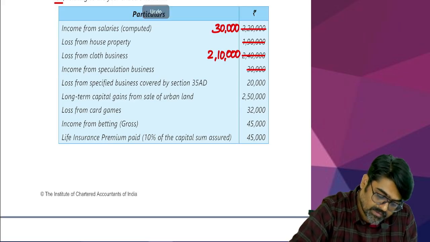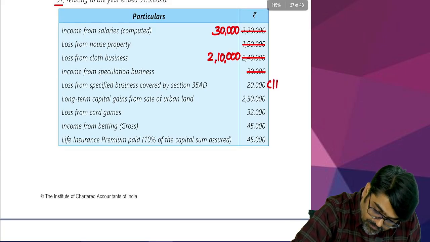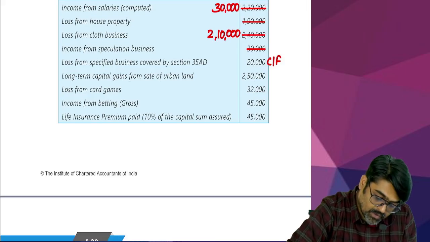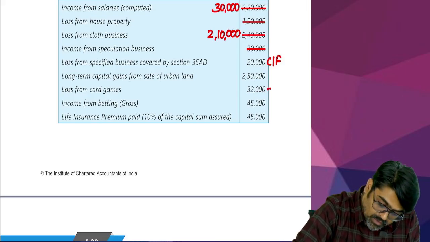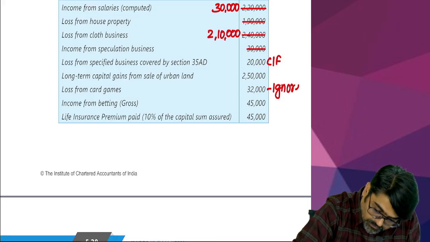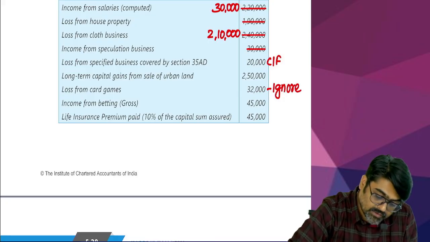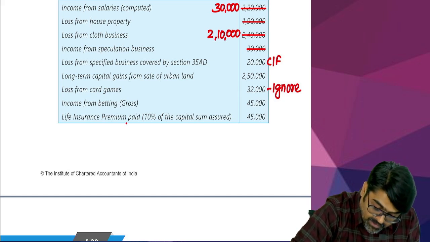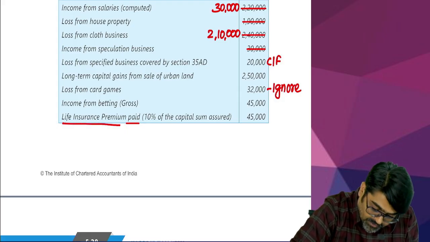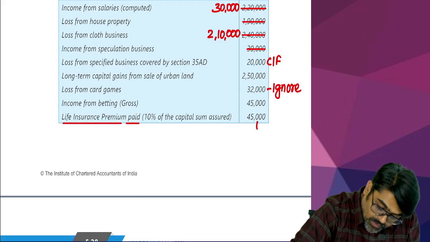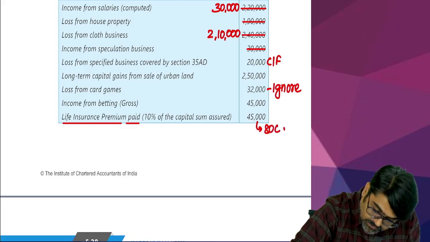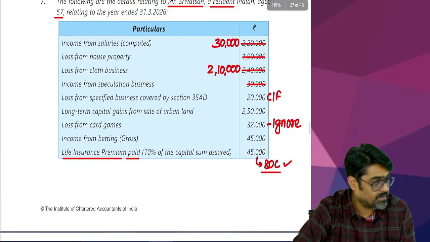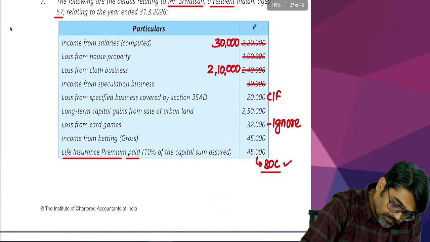Understanding? Now see, you have loss from specified business. Do you have any specified business income? No. So this will be directly carried forward. Long-term capital gain from sale of urban land, and you have loss from card games. What are you going to do? Ignore. Dead loss. Yes or no? Income from betting. This is the winnings income taxable under the head IFS. Now first time 45,000 life insurance premium. So if you pay life insurance premium, do you get deduction under section 80C? Yes or no? Okay.